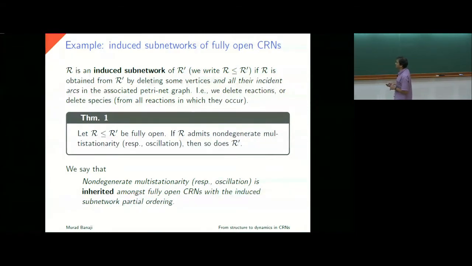Another way of phrasing it is that non-degenerate multistationarity or oscillation is inherited amongst fully open chemical reaction networks with this partial ordering, the induced subnetwork partial ordering. So for a mathematician, that's the way I like to phrase it, but maybe that reduces the intuition. It's easiest just to think about removing species and removing reactions to get the smaller network from the larger one.